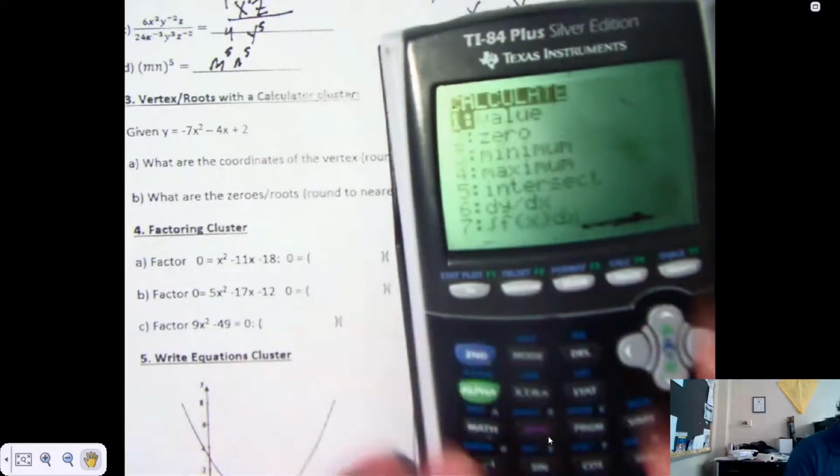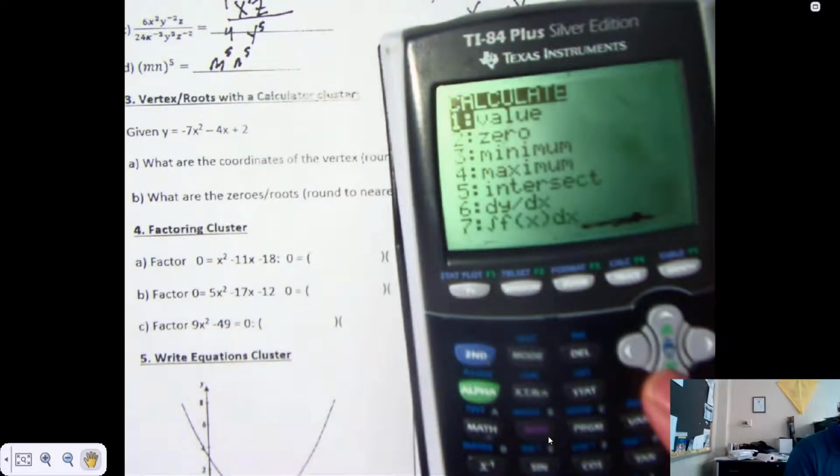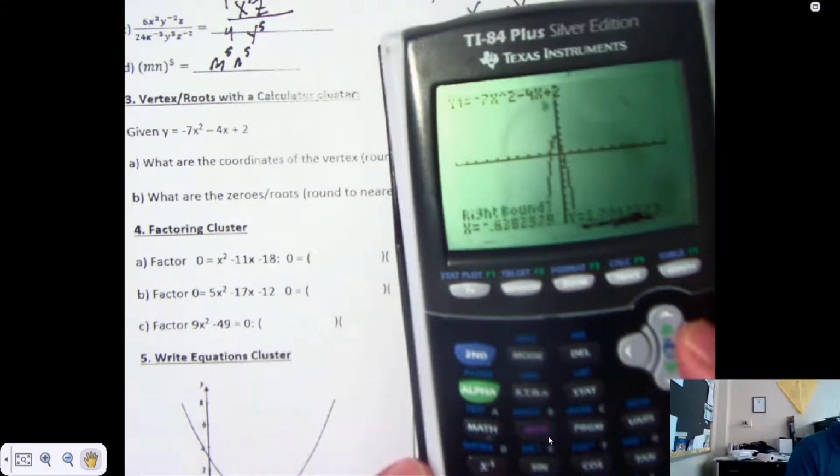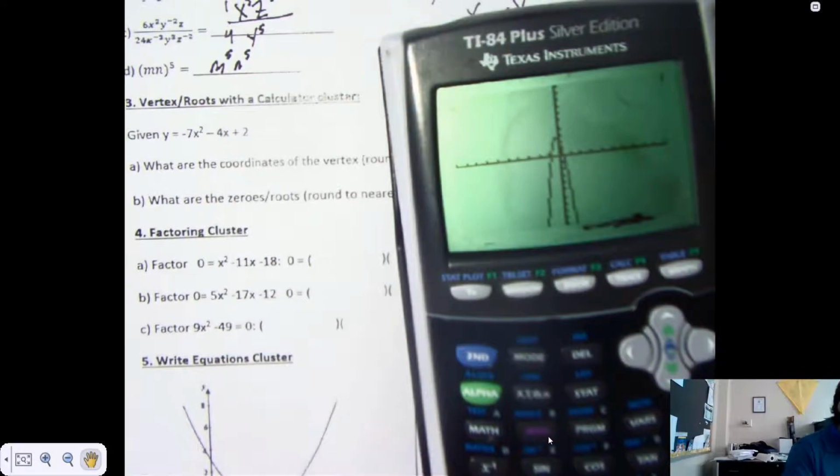Anyways, second calc, maximum. You get left, enter. You get right, enter. Enter for a guess. About negative 0.29 for x and 2.57 for y.